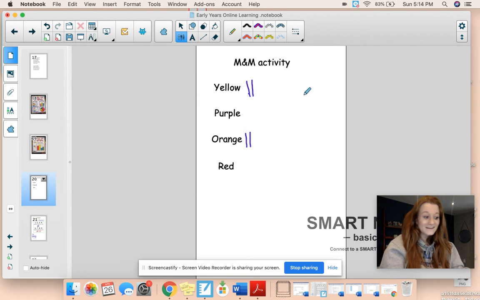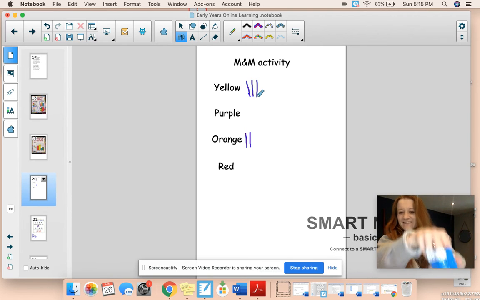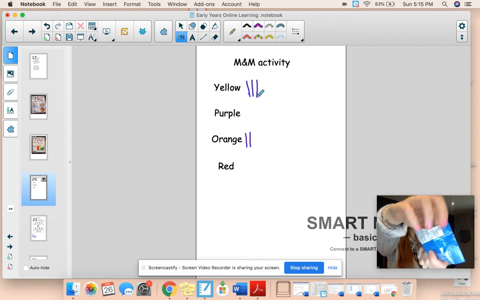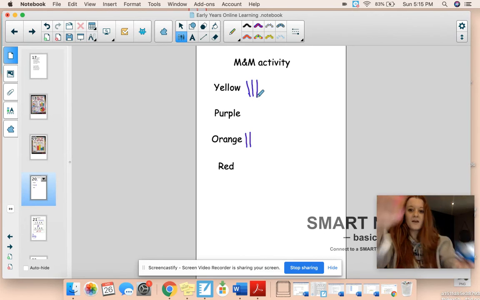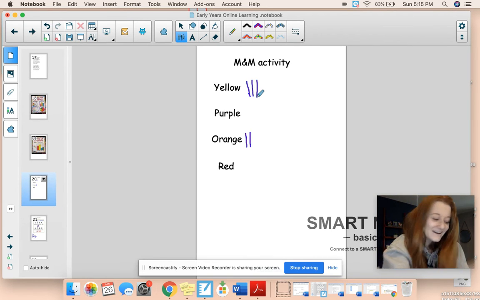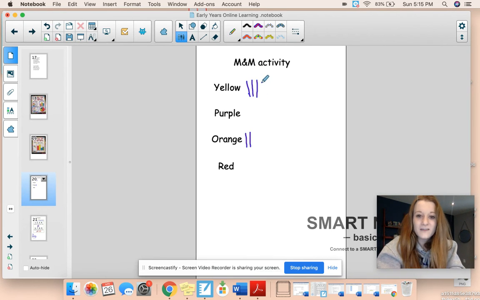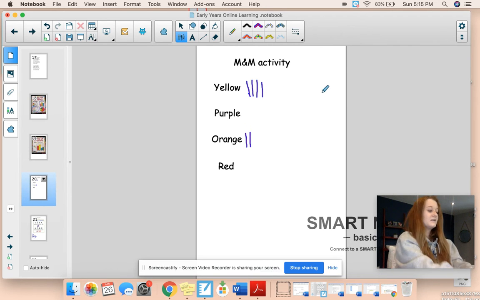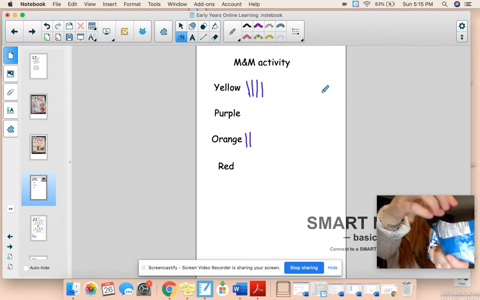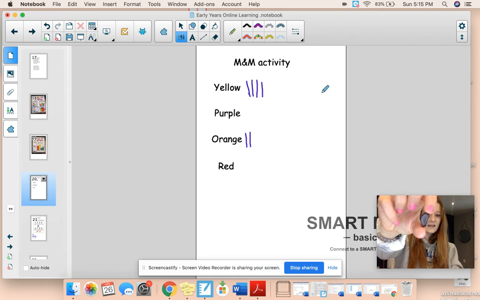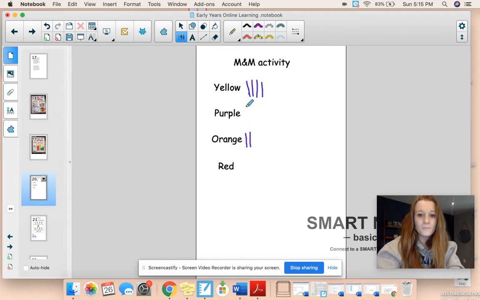Yellow again. Oh my goodness. Give it a good shake. Yellow again. Can you guys believe that? Yellow again. Let's try this once more. Oh, finally a purple. Purple. So purple gets a tally.